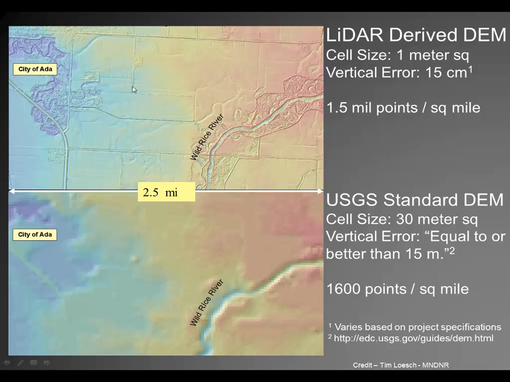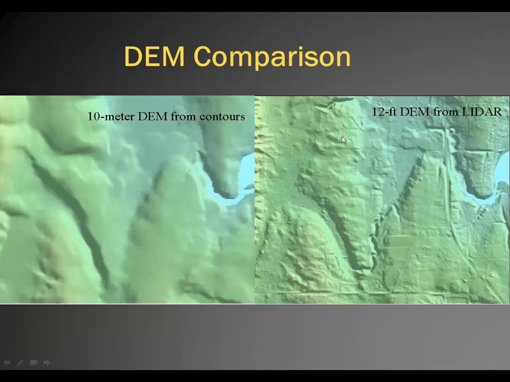The problem with the more detailed is that there's way more information. There's 1.5 million points per square mile. So it's huge. More information, more size. And you get an idea here.